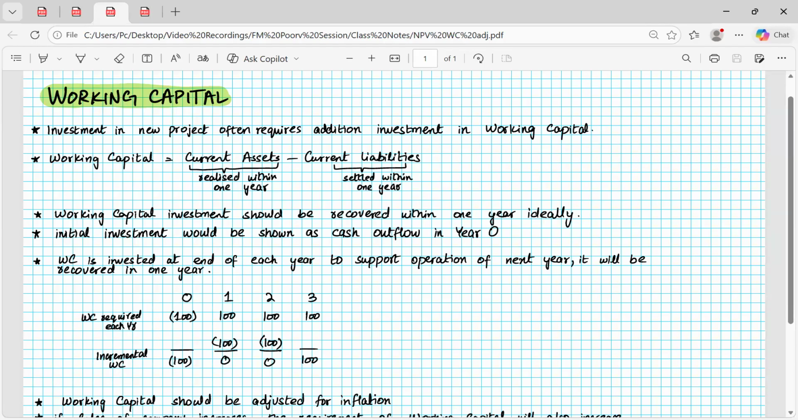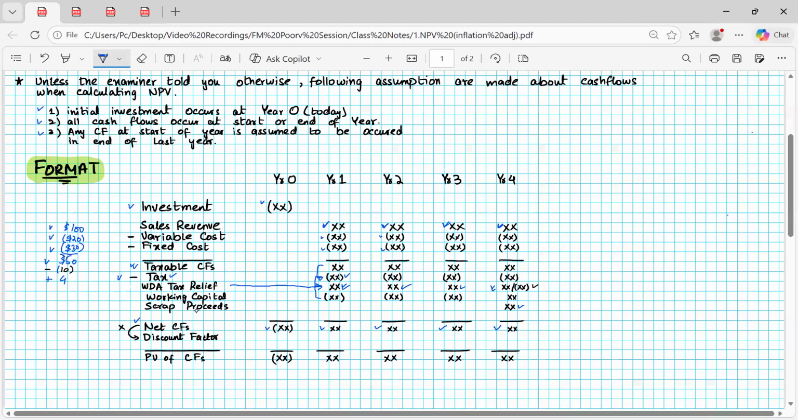That is the working capital adjustment. Okay, working capital adjustment, and it's probably the last. Well, it is basically the last working if you look at the format, because in the format we have covered everything. Only this working capital is left. So now let's understand what this adjustment is.